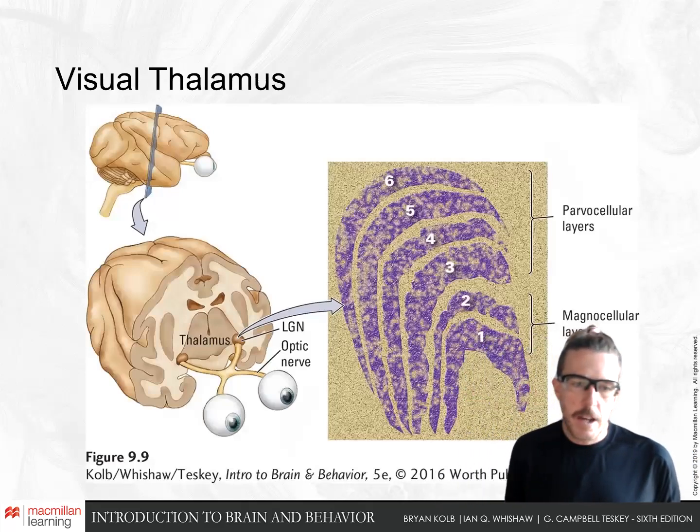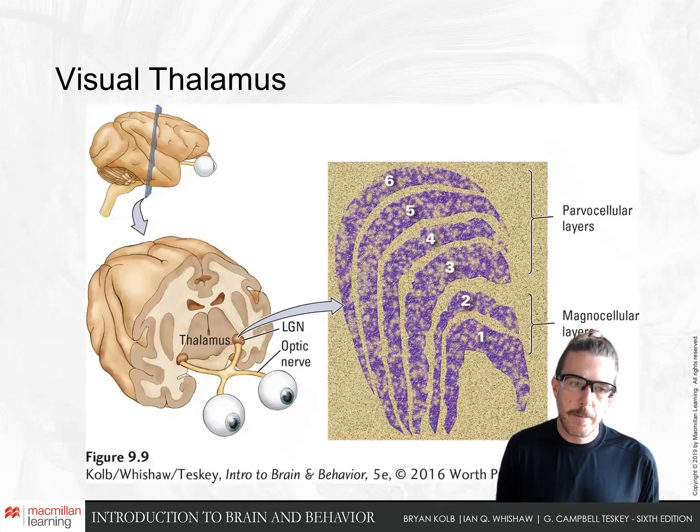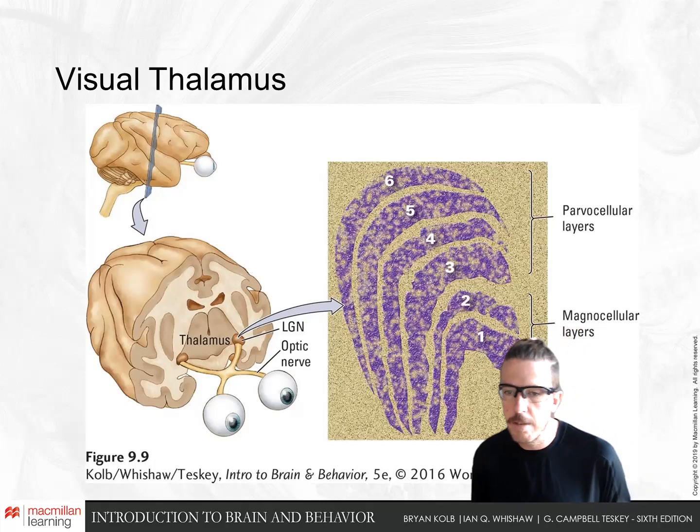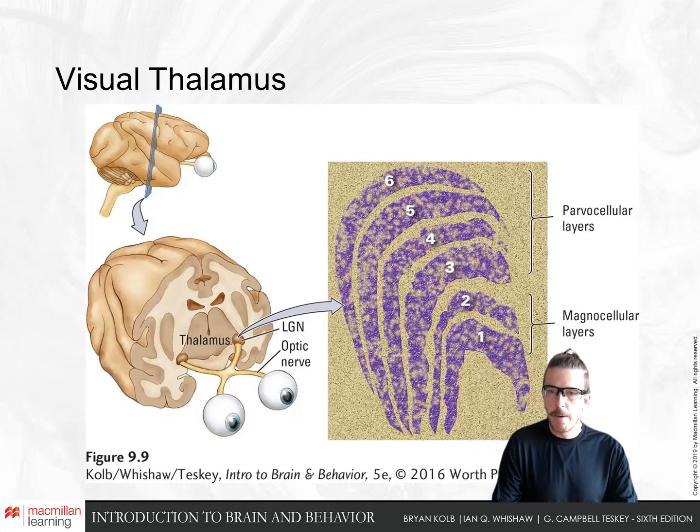Once information leaves the eyes, the axons form the optic nerve, and the optic nerve travels into the brain. It crosses over at this area called the optic chiasm, which we'll talk about in a couple slides. And from there, these axons project into an area in the thalamus, in the center of the brain, called the lateral geniculate nucleus, the LGN. The lateral geniculate nucleus has 6 layers. The 2 innermost layers receive information from those magnocellular cells about light and motion. And the outermost layers, 3, 4, 5, and 6, receive information from the cones about color.